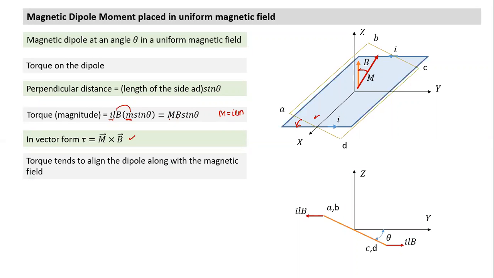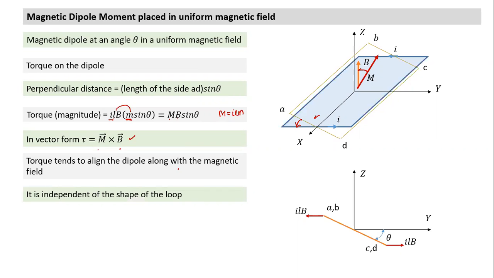What does torque tend to do? Exactly the same thing as in the case of an electric dipole: it tends to align the dipole along the magnetic field. When would the torque become zero, or when would it come into rotational equilibrium? When M cross B is equal to 0. Then it will be in the state of rotational equilibrium and no torque will act. What has to be the angle between M and B? Sine theta has to be 0, which means theta is equal to 0 or 180. In that case the torque becomes 0. At any other angle, the torque will act.